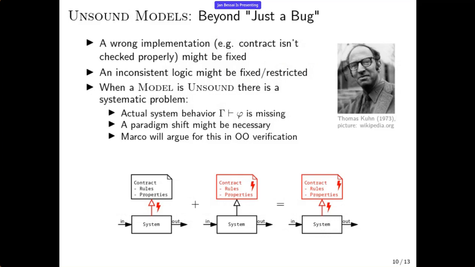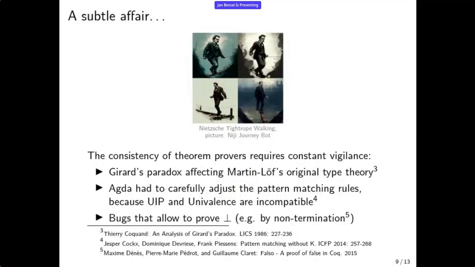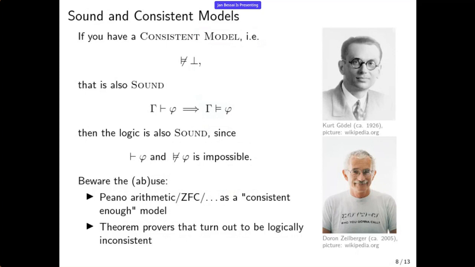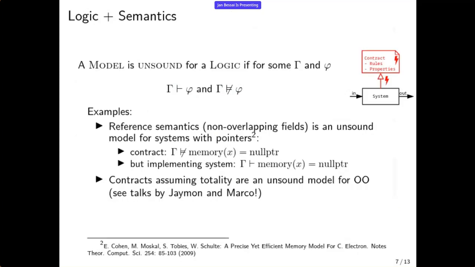So I just did a quick search for that, trying to find. Let me go back to that slide. Yeah. So there was this paper cited down here by Cohen, Moskal, Tobis, and Schulte. And they describe how a memory model for C actually should look like. And in their first paragraph, they say there's a soundness issue if you're just using reference semantics for C. And you can probably go into that paper and find some of it.